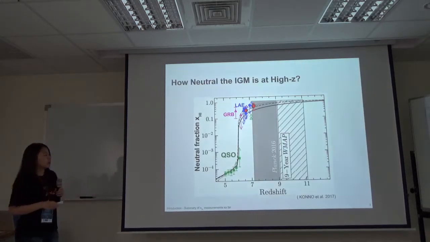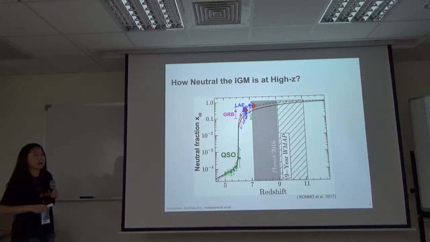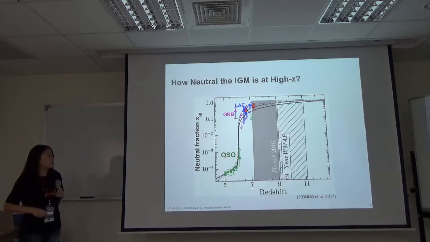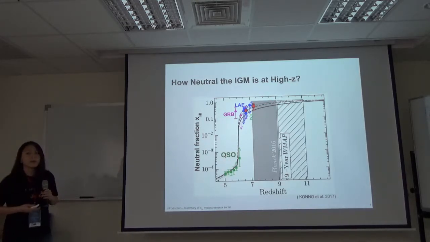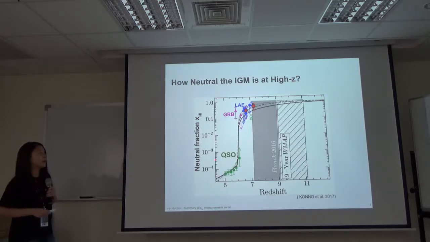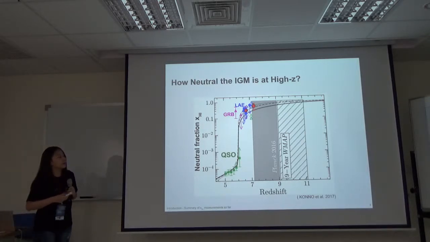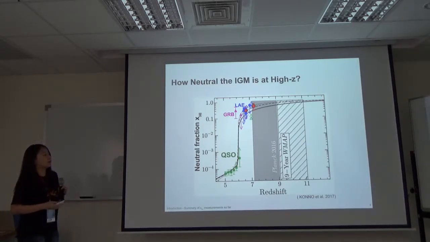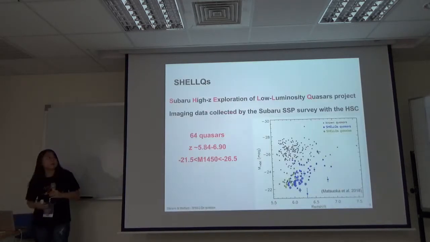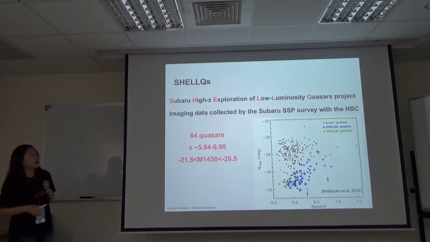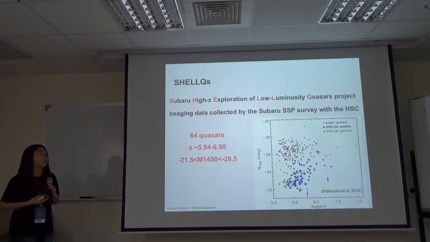By using quasars, gamma-ray bursts, and Lyman-alpha emitters, we have seen a steep drop of the neutral fraction from redshift 7 to 5. But we can see the uncertainty here is still large due to the limited number of our sample. So we need to add more samples to constrain the neutral fraction. So far there are around 200 quasars at redshift higher than 6 discovered, but not all of them are well studied, and only a few of them are used on constraining the neutral fraction.